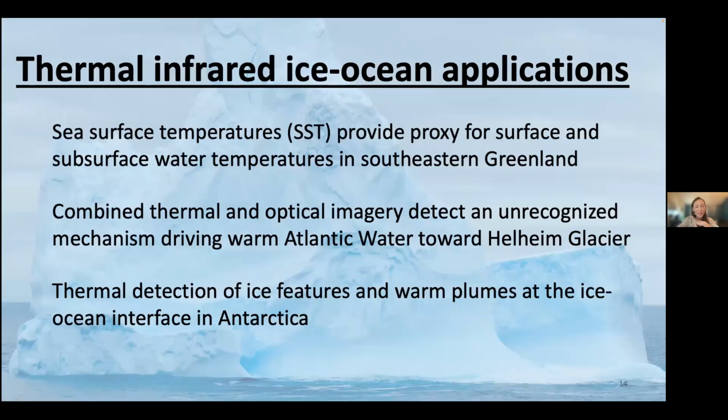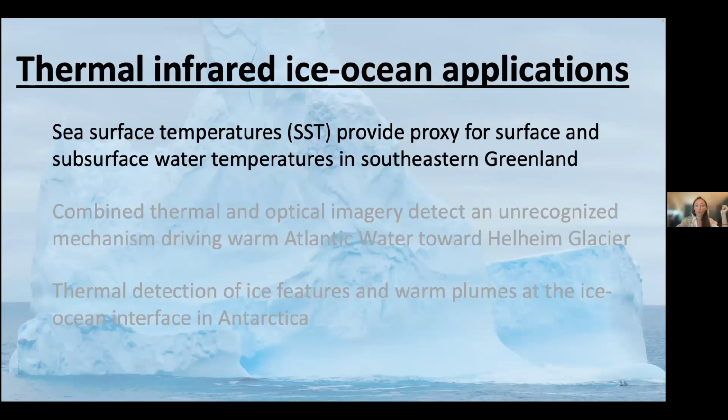And now into the fun results and work that we've been doing. So these are the 3 different projects that I'll be talking to you about today. We'll be talking about sea surface temperatures and how they can provide a proxy for surface and subsurface water temperatures in southeastern Greenland. I'll be combining thermal and optical imagery to detect an unrecognized mechanism driving warm Atlantic water towards Helheim Glacier. And we'll use thermal infrared to detect ice features and warm plumes at the ice-ocean interface in Antarctica. So we'll move south at the end.